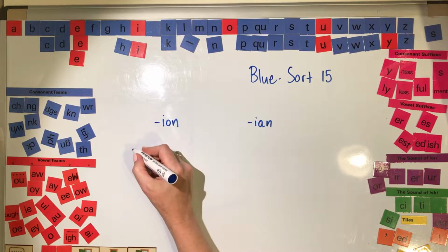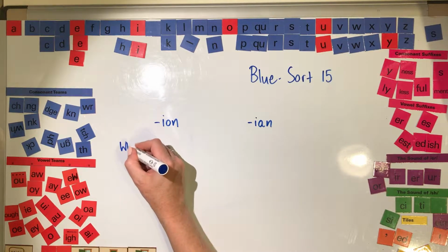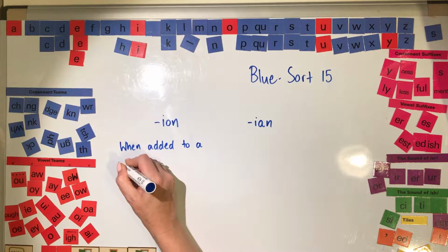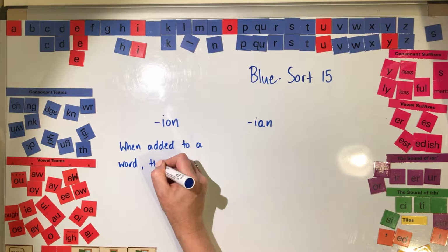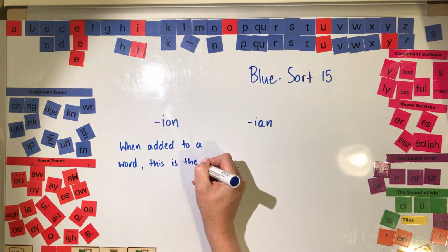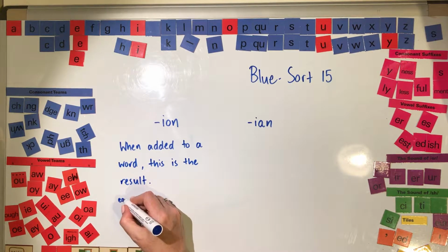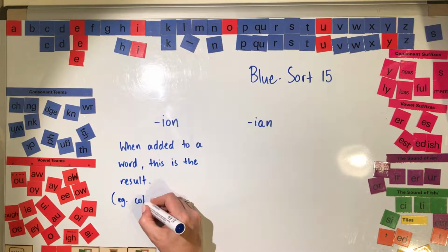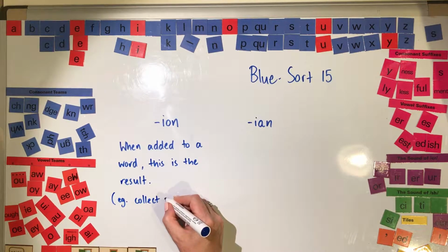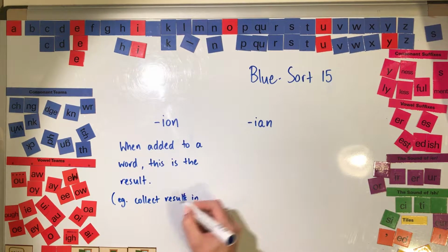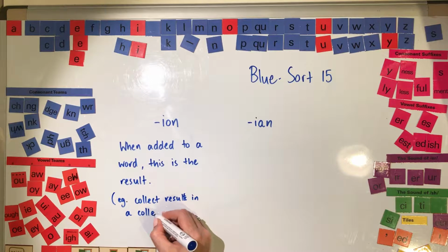Okay, so this is for your notes. So I-O-N, when added to a word, this is the result. E.g., collect results in a collection. Okay, so when you add I-O-N, that's what you end up with.